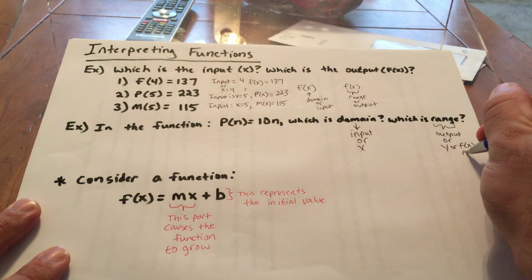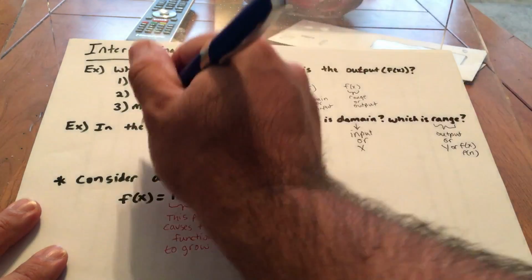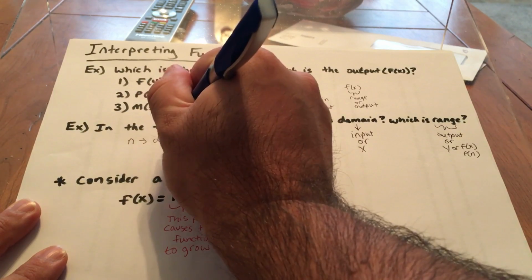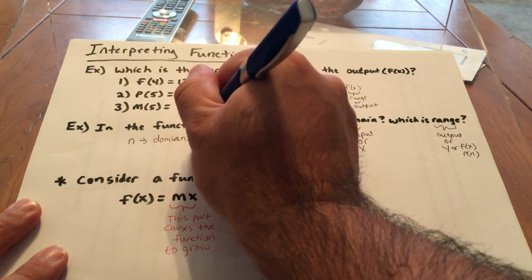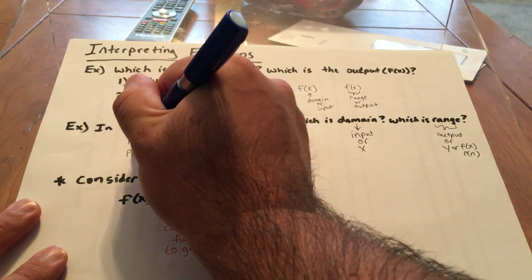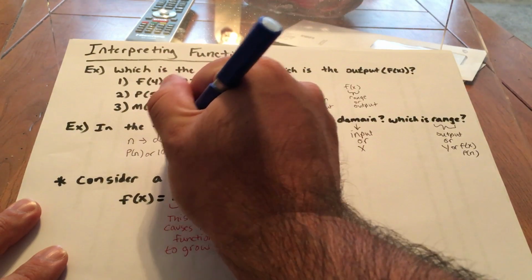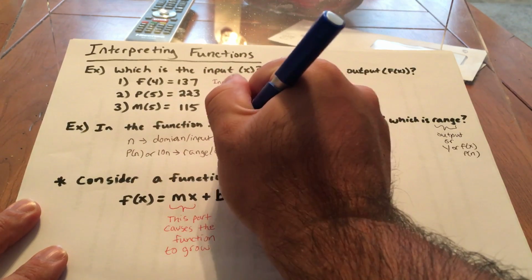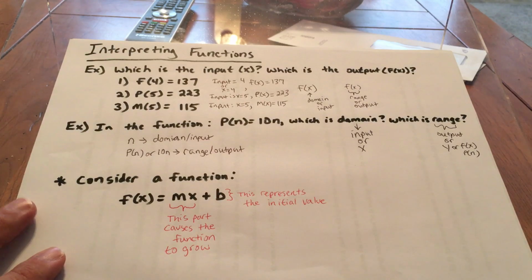So in this case, our output is p of n. All right? So the domain in this case is n. That's the domain. And that represents our input values. The p of n, or it's equal to 10n as our function, that is going to be our range or output values. Okay, so that's all there is to that.